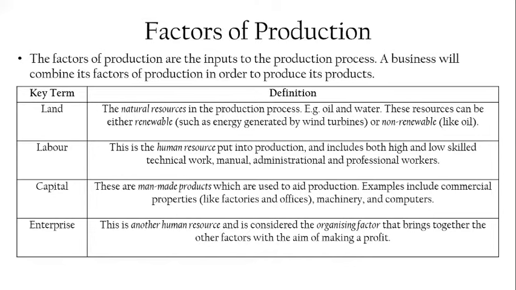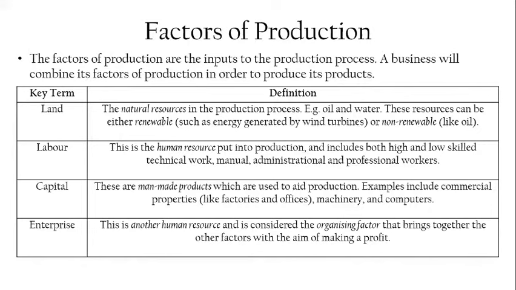The final factor of production is enterprise, and you can think of enterprise as the manager that organises all of the other factors. Okay, so if you've got a factory that's built on land that uses labour to turn natural resources into a final product, that's all very well, but you need a manager to be in charge of combining all of those things.